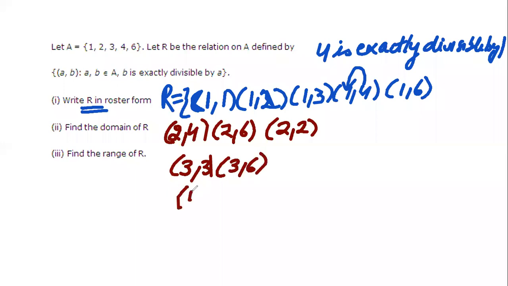Next, with 4: (4, 4). Answer is (4, 4). And with 6: (6, 6). Very good. Disha, Vanshika, all are answering very well. It is (6, 6). Okay. This is what we got. Next is, what will be the domain here?